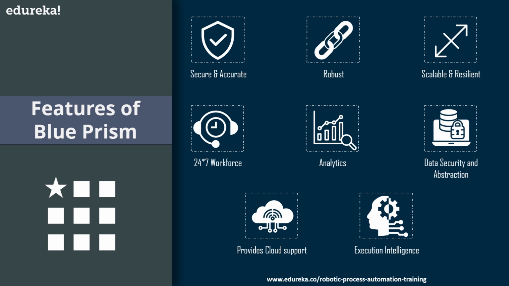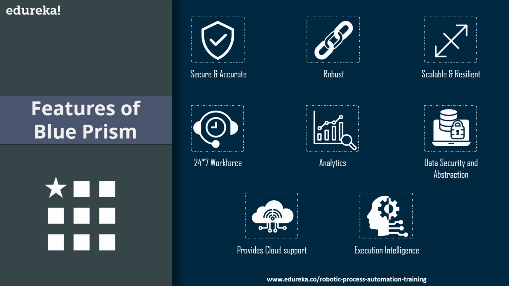So basically, Blue Prism is secure and accurate. It provides robust features. It also provides scalability and is resilient. It provides a 24/7 workforce and provides an analytics dashboard to monitor all the changes. It also provides data security and abstraction and provides cloud support. And finally, it is an execution intelligence, right? So I hope that all the features are clear to you guys.